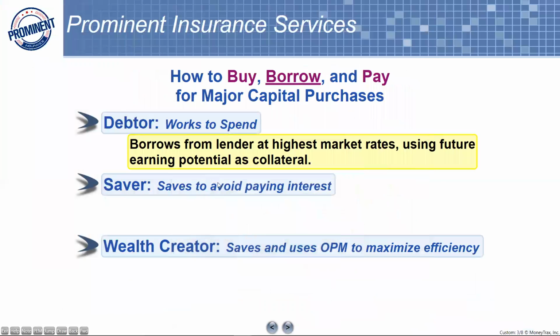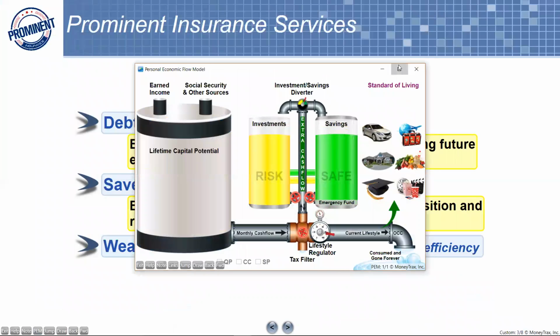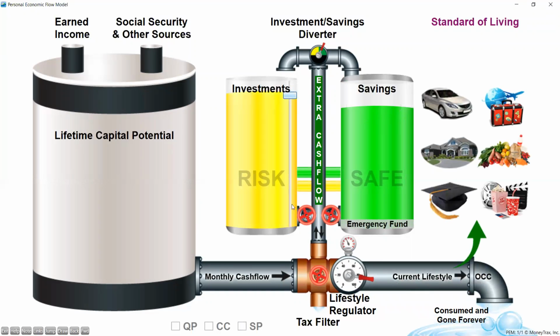So then you have the saver. A saver saves to avoid paying interest, borrows from self, reducing current collateral position, and resets compounding. And this is what we do all day. We save up enough money. We save money in this tank, right? Not this, then put that down. You save money in this tank.